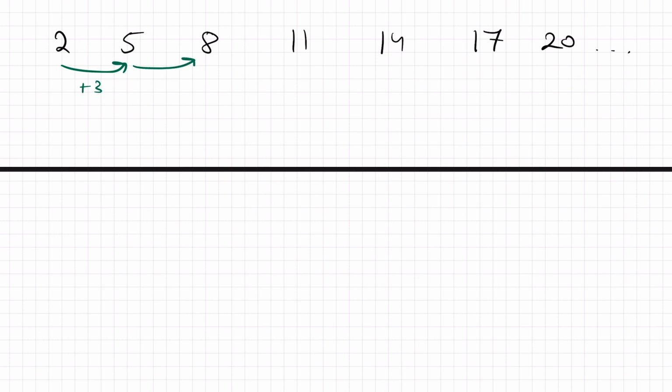Let's have the sequence 2, 5, 8, 11, 14, 17, 20. So the first step is to find the difference. So the difference between each term is positive 3, like you can see here. So that's going to enable us to find our equation. T is equal to 3 multiplied by n plus k. Now we solve for k.